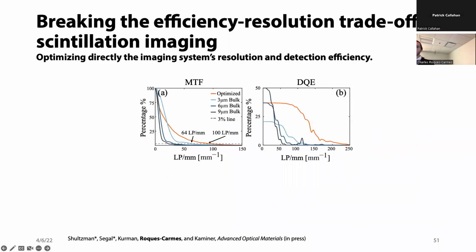I'm going to show you in a few seconds some experiments, but still on the theory and simulation side, we can even optimize directly imaging metrics of interest, like the resolution through the modulation transfer function, the MTF, or the detection efficiency with the DQE, the detective quantum efficiency, which is an important metric in X-ray detection. And you see that the optimized designs get better resolution, which is defined as when the MTF intersects the line at, I think, 3%. And here you get a much broader DQE in spatial frequency, above a certain threshold as well.